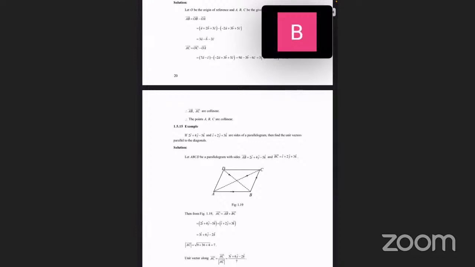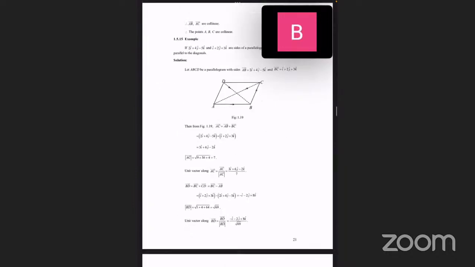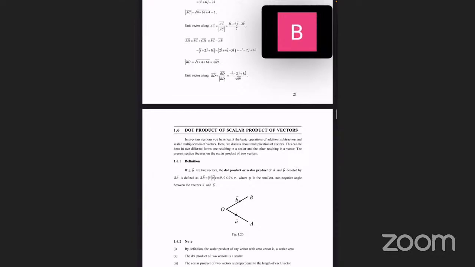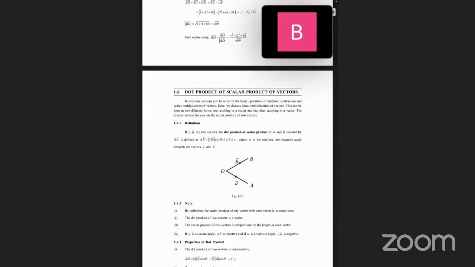It is 1.5.14. Show that the points whose position vectors are given are collinear. Next, if you see 1.5.15, two vectors are given, that is 2i plus 4j minus 5k and i plus 2j plus 3k are sides of a parallelogram, then find the unit vectors parallel to the diagonals. So this is also an important 5 marks question, 1.5.15.